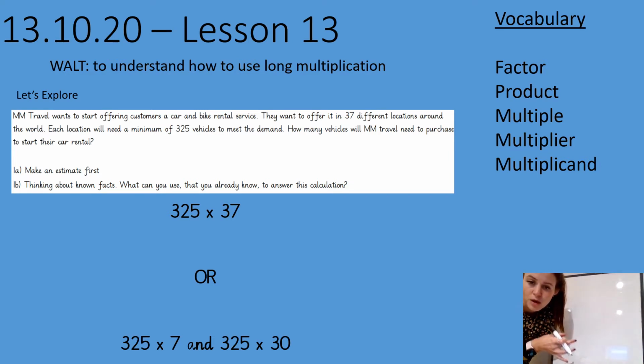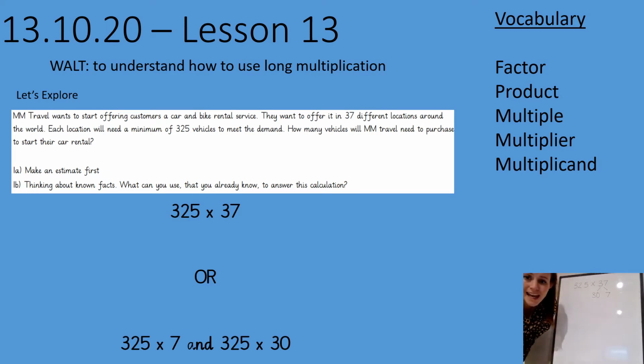So today starts with a bit of a problem in the Let's Explore. The first part of that is let's understand what that question is asking us. So we've got 325. Check that that's in view for you. Yeah, 325, and we're multiplying that by 37. First of all, we're asking ourselves, which number is the multiplier? Which number do we need to understand what it's made up of? And that's 37. Here's our 30, and here's our 7. That's what we need to multiply this 325 by.